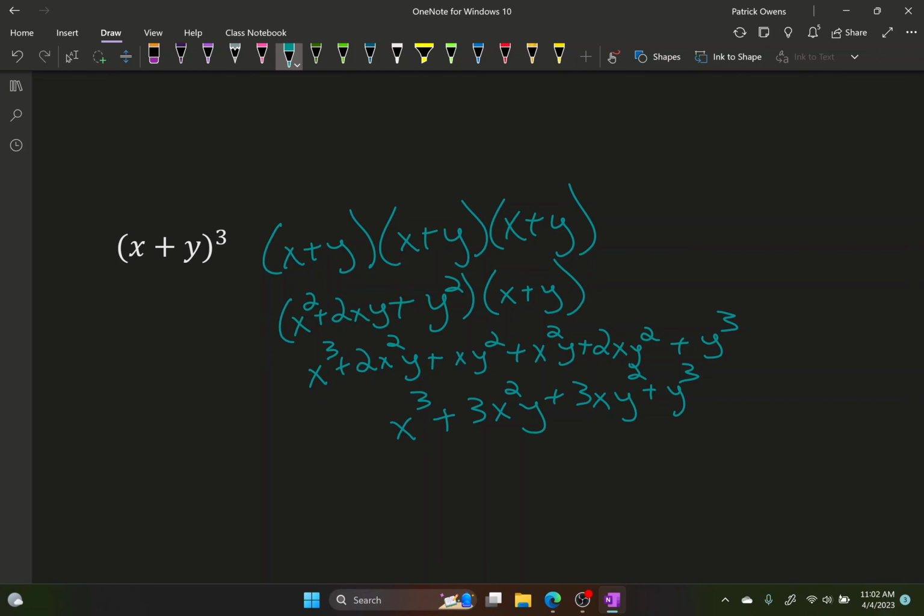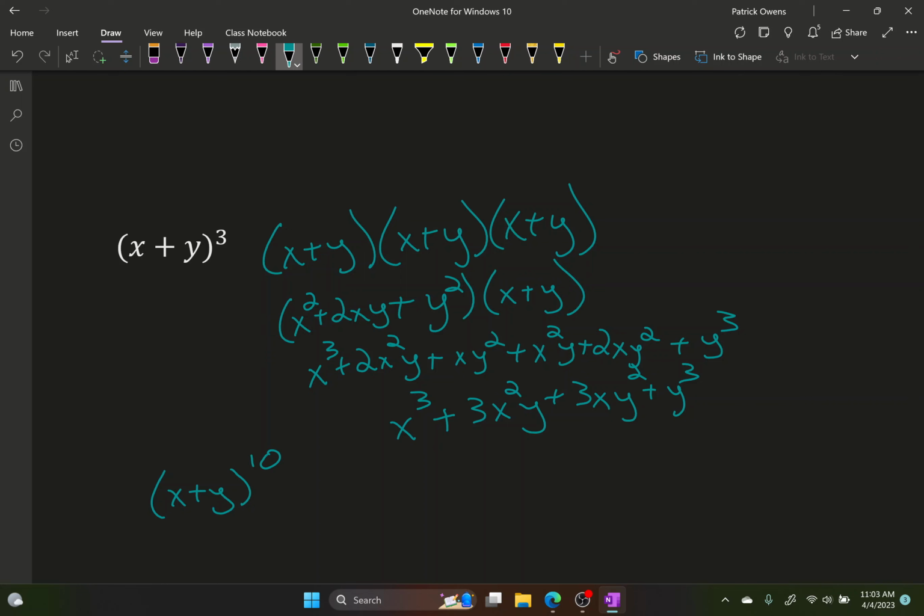Now, if we had to do something like x plus y to the 10th, things are going to get a little tricky. It's not that we can't do it, it's that doing it by hand, multiplying each term by another x plus y, is going to take some time, take some space, and give opportunity to make mistakes. So this is where we need the binomial theorem.